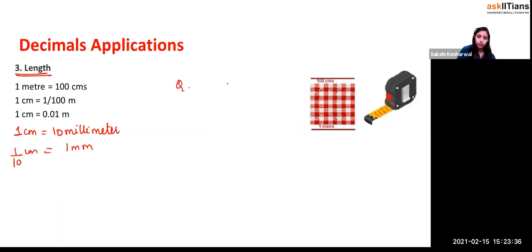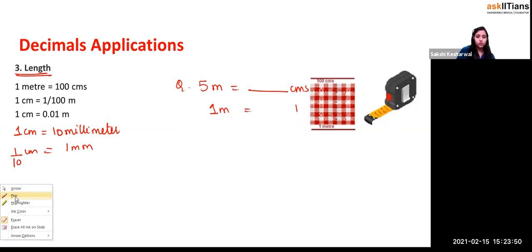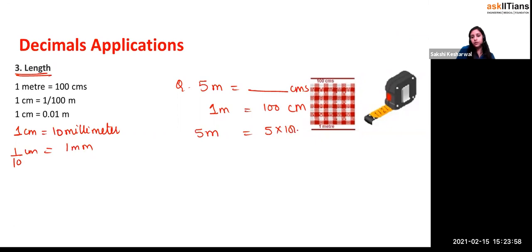So if I give you the question like this, 5 meters is equal to how many centimeters? We know that 1 meter is equal to 100 centimeters. So 5 meters is equal to 5 into 100 centimeters. See, we are multiplying when converting from bigger to smaller.